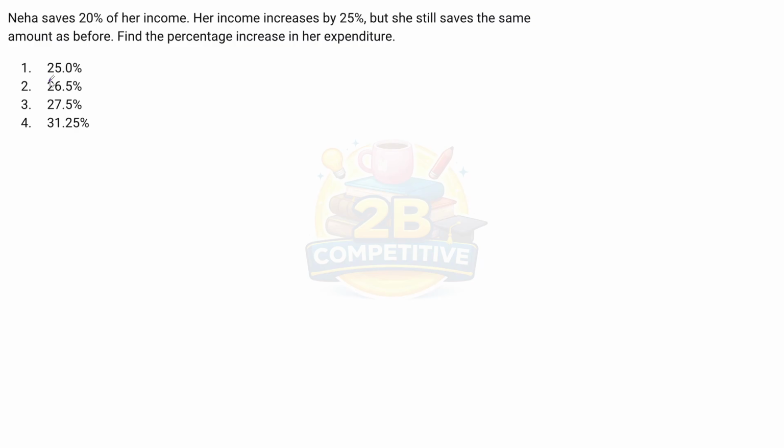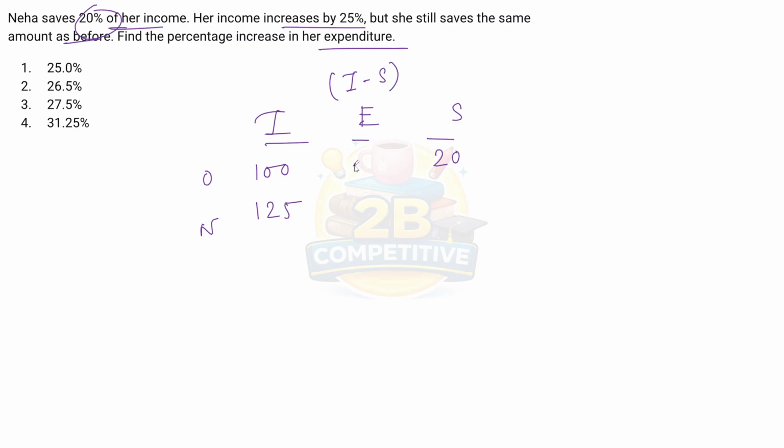Next one is saying another very important type of questions, income percentage expenditure type of question. Neha saves 20% of her income. Okay. Her income increases by 25%, but she still saves the same amount as before. So, income, expenditure, and saving, right? So, previously, old and new. In old time, her income was 100. Now her income is increased by 25%. That means new income is 125. Neha saved 20% of her income. So her savings will be 20. So expenditure will be income minus saving. That will be 80.